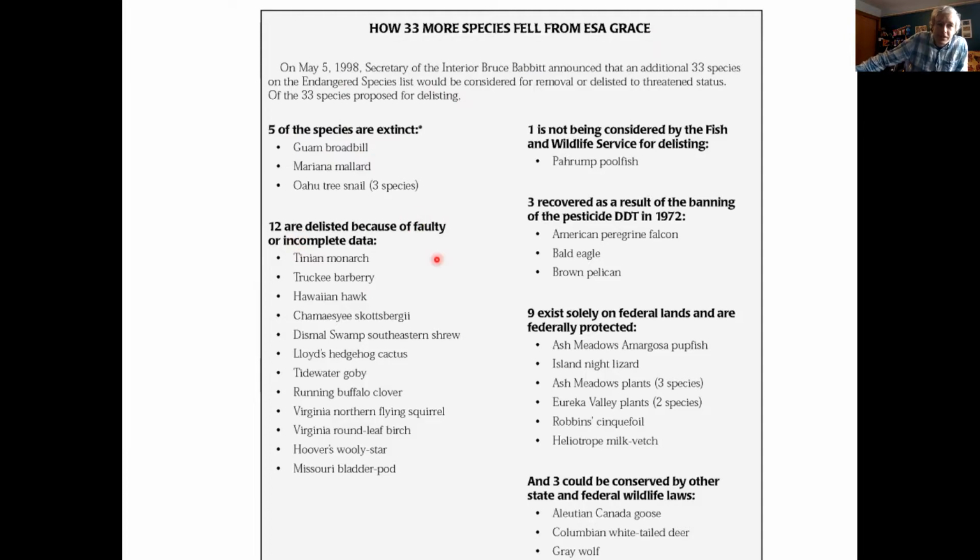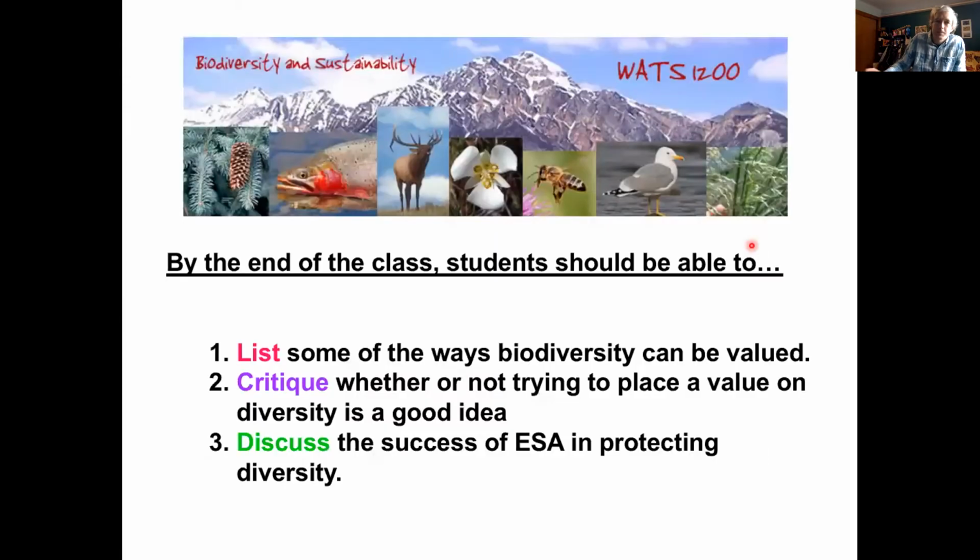12 were delisted because they had faulty or incomplete data. One is not being considered for delisting. 3 recovered as a result of banning the use of pesticides, the peregrine falcon, the bald eagle, and the brown pelican. 9 exist solely on federal lands, and so therefore there's no point designing a recovery plan because they're already on federal lands that are safe. And 3 could be conserved by other laws. So of those delisted species, only 3 of them had actually recovered. So it's a little bit sketchy at times.